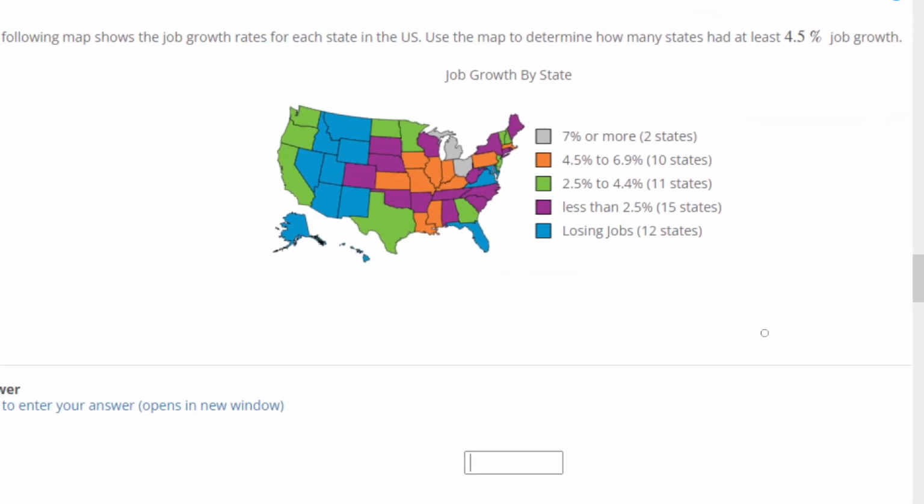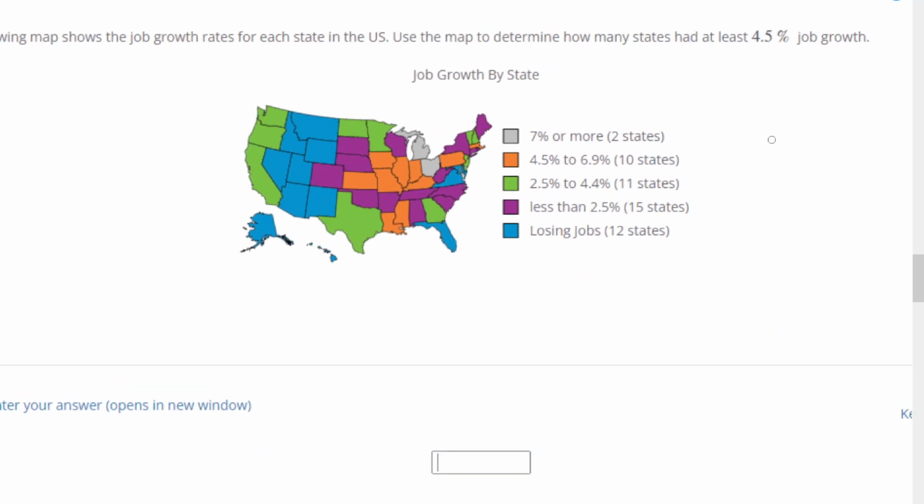And then for this last question, this one is telling us to determine how many states had at least 4.5% job growth. So we want them to be above 4.5. So orange and gray is what we're looking at. This is fairly straightforward. We just want to count the orange and gray ones.